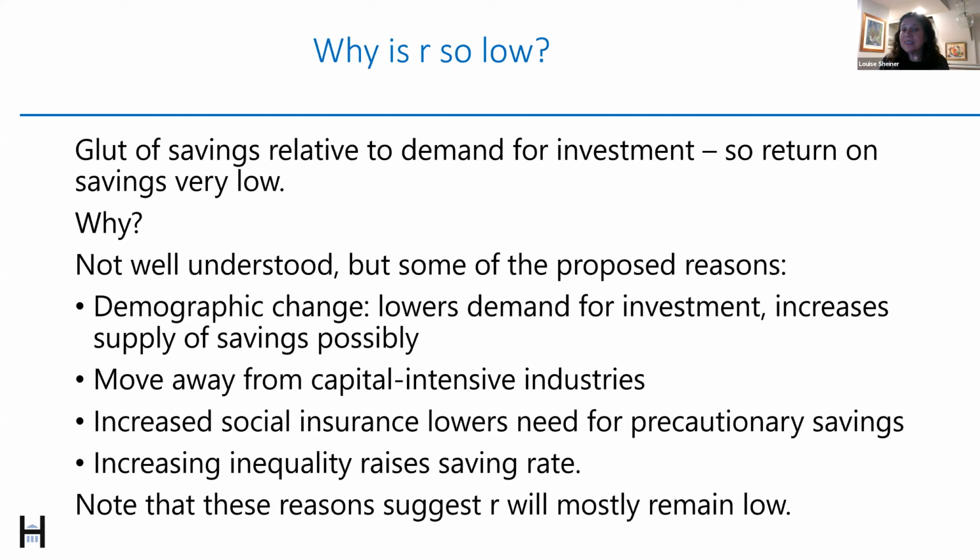Increased social insurance, again, here and around the world, increased healthcare coverage with the ACA, for example, lowers the need for precautionary savings. If people know that if something bad happens, they're covered, they don't need to save as much for precautionary reasons. And increasing inequality. For any given level of GDP, when more of it goes to rich people, they tend to save more. And so that's going to raise the saving rate.